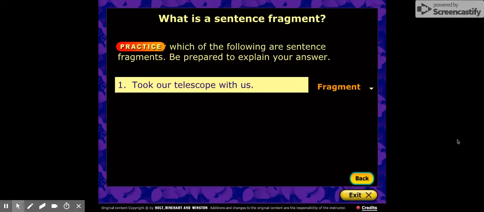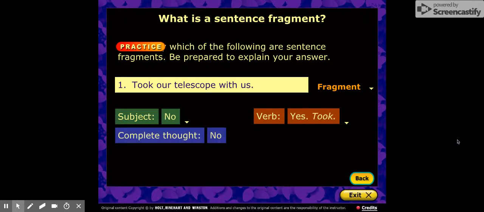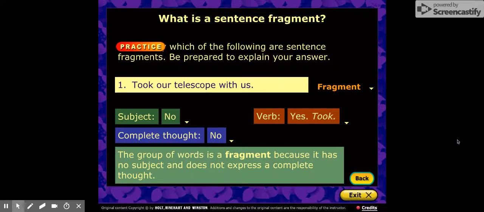Now let's take a look at number 1. Took our telescope with us. That is a fragment because it is missing the subject. Who took our telescope? Probably we, since we're talking about bringing it with us. If we added we took our telescope with us, that would be a complete sentence.